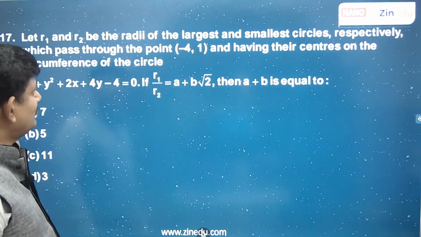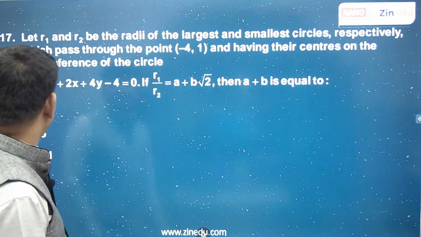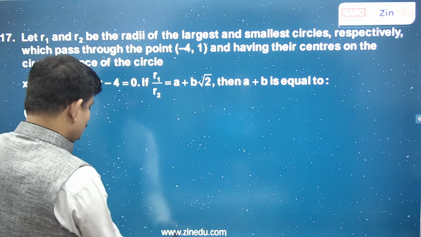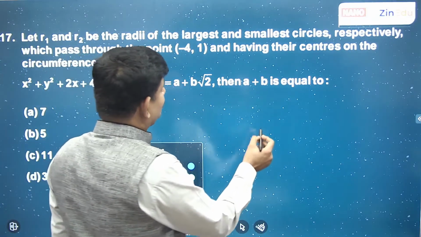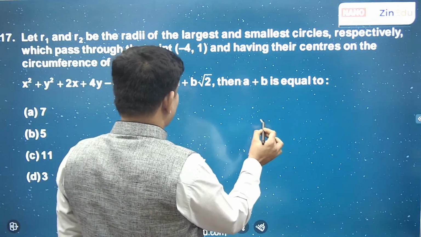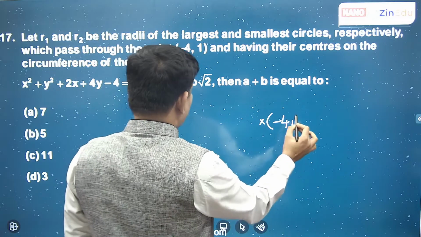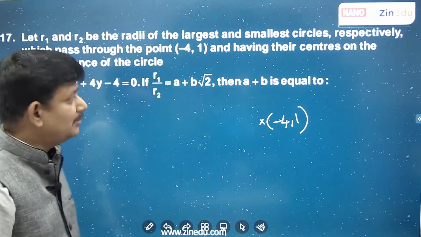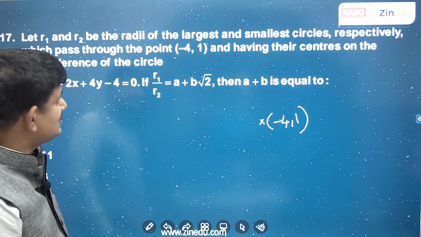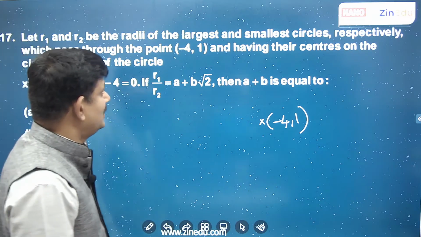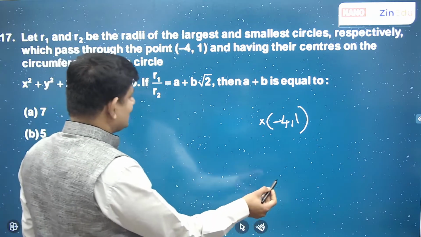This is again a routine question but asked differently. If R1 and R2 are the radii of the smallest and largest circle passing through the point minus 4 comma 1. There is a point minus 4 comma 1. You have two circles, smallest and largest respectively, passing through this point and having centers on the circumference of another circle.